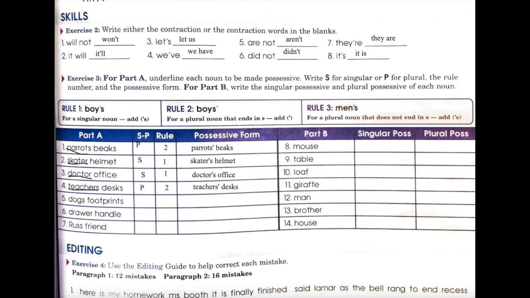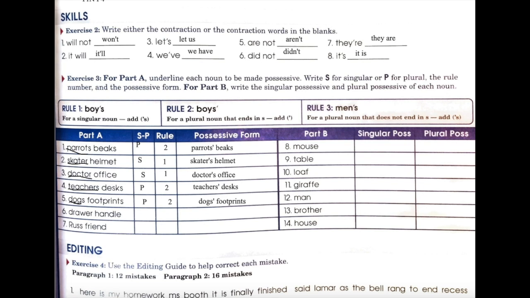Number 5, dog's footprints. Underline the noun. Is it singular or plural? It is plural. What rule does it follow? It follows rule number 2. The possessive form is dogs, apostrophe, footprints.